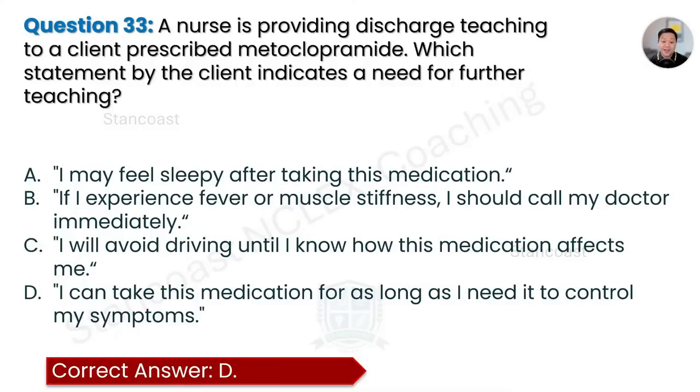Now, letter A is an incorrect option because drowsiness is a common side effect of metoclopramide, and recognizing this demonstrates understanding. For B, another incorrect option, this is a sign of neuroleptic malignant syndrome, which is a rare but serious adverse effect, and the client should know to seek immediate attention right away when they encounter this. Now, for letter C, another incorrect option, avoiding driving until the effects of metoclopramide are known is a safety precaution, and this also reflects understanding.